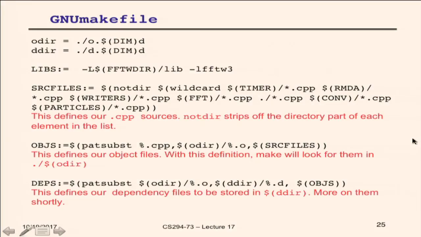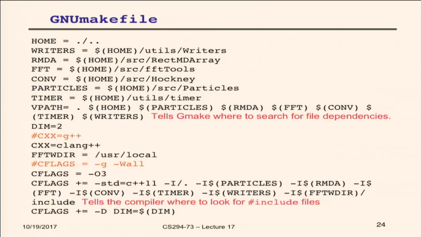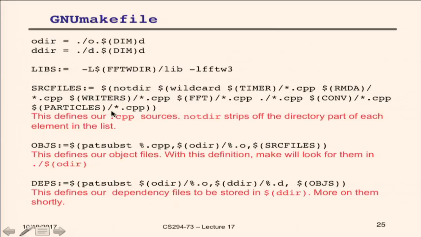Well, the reason I can do that, and why that's going to be enough for me, is because look at how I've set vpath. What does vpath do? It tells gmake where to search for various files it's looking for, dependencies. So I've set vpath to look in all of these directories. And so as long as I tell it what the right CPP files are, it will know to look in all these directories to find those .cpp files. So that simplifies matters for other things.